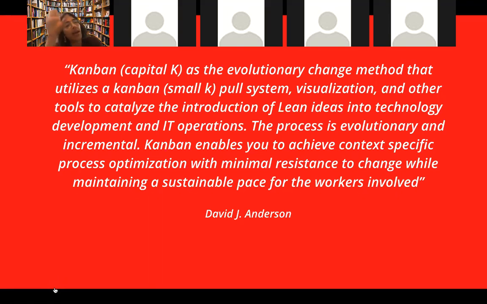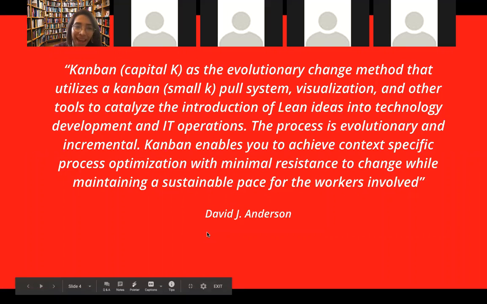And this is very different from what we have discussed when we see Scrum, for example. We're going to see that actually Kanban relies on value stream mapping, which at the end is a context-specific process, okay? And by doing this, it seeks to optimize with minimal resistance the change and keep a sustainable pace for workers involved. What does the sustainable pace for work involve?